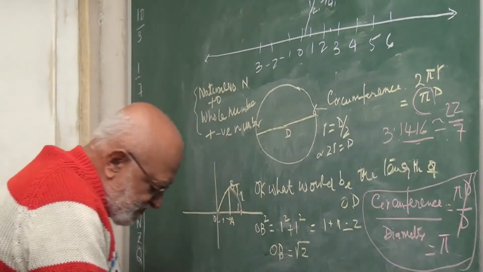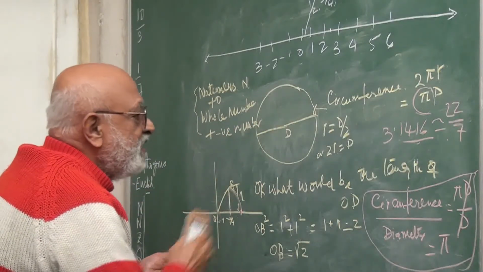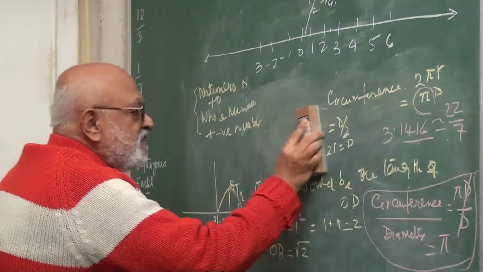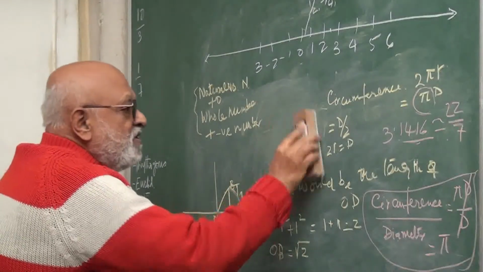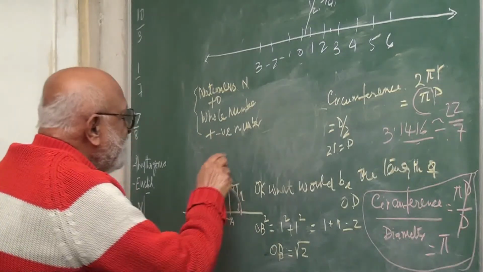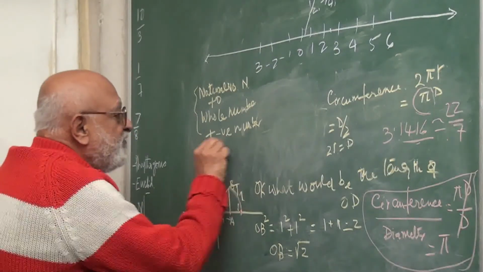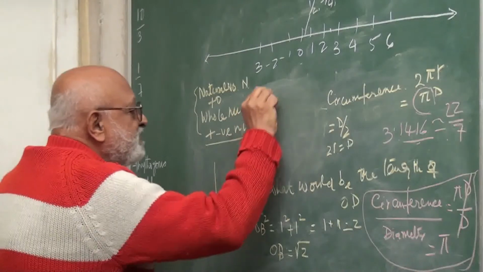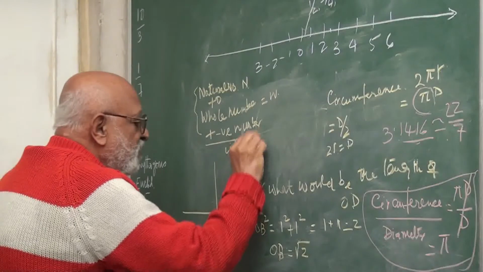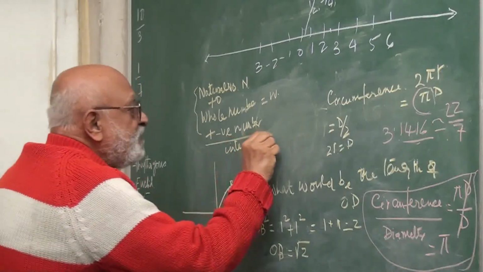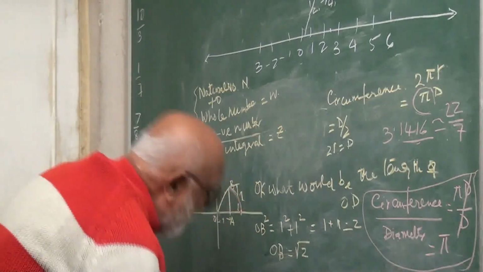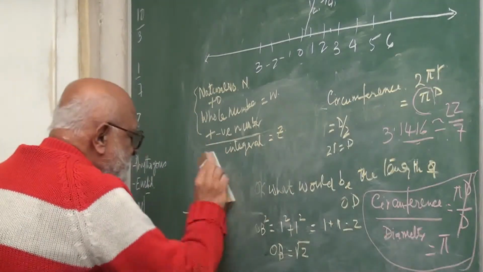Okay, let me erase this because I don't need this part anymore, as I have already established the concept of pi. So you have those negative numbers. The whole thing, where this whole number is W, will give you integers, which is universally accepted as Z.